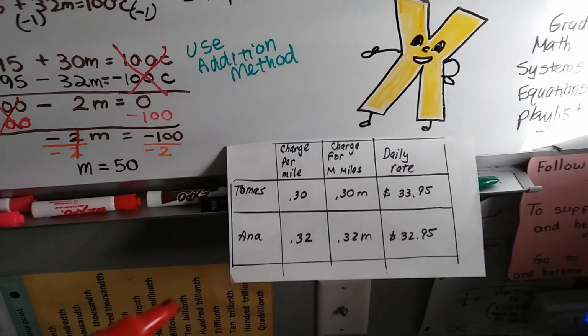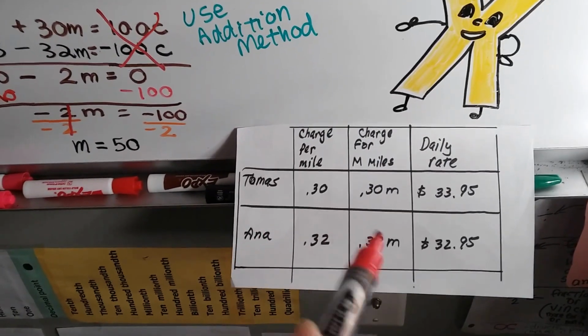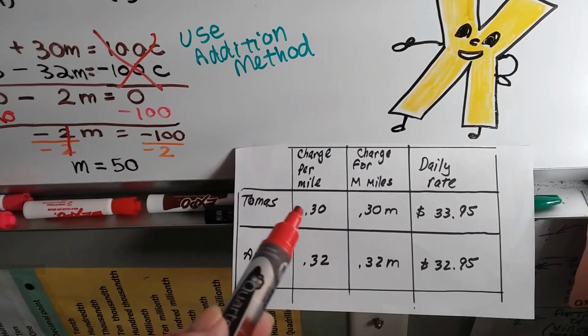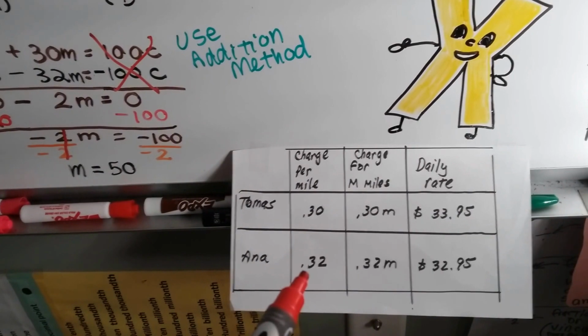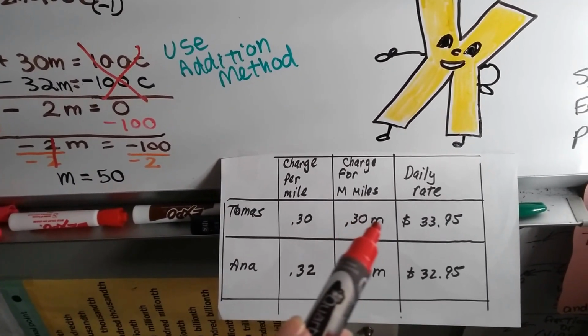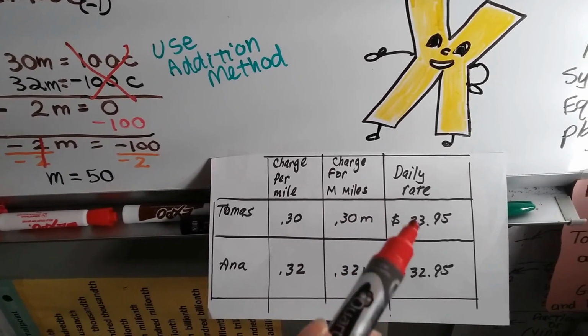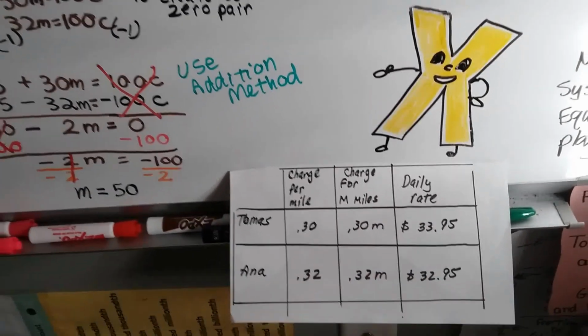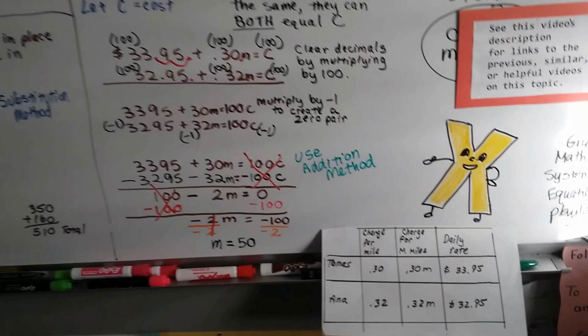And don't forget, you can make tables. Here's a table of this equation. We have Tomas at 30 cents, Anna at 32 cents. That's how much it's going to be charged for the miles, 30 cents per mile, 32 cents per mile, and then the daily rates, see? And that'll help you write the equation, okay?